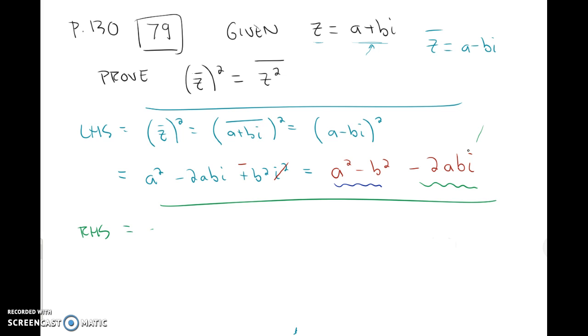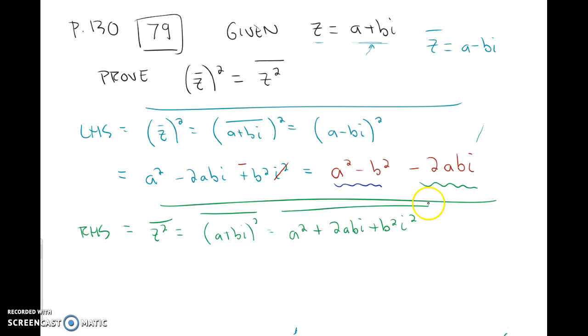Right-hand side is z squared and then take the conjugate of it. So this says, first of all, z is a plus bi. So here, the first thing I'm supposed to do is square it and then take the conjugate, as opposed to taking the conjugate and squaring it. So this becomes a squared plus 2abi plus b squared i squared.